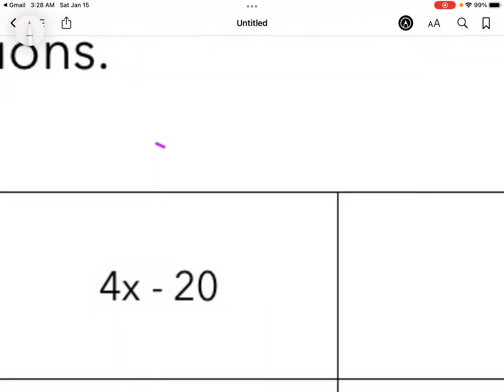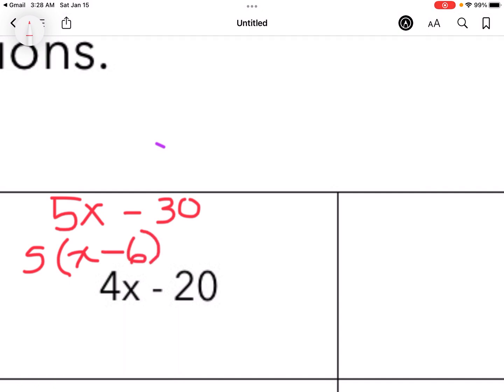An example for this one might be 5x minus 30. So I'm thinking, what's the greatest common factor between 5 and negative 30? Well, 5. So I'm left with what times 5 is 5x? Well, x. What times 5 is negative 30? Negative 6. So that's going to be my answer.